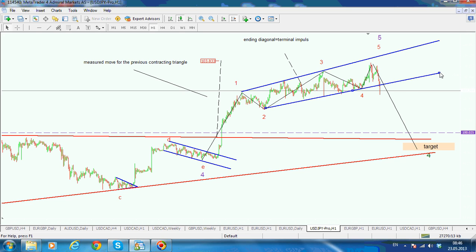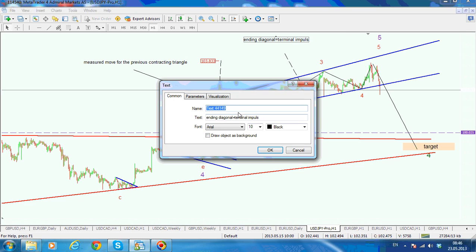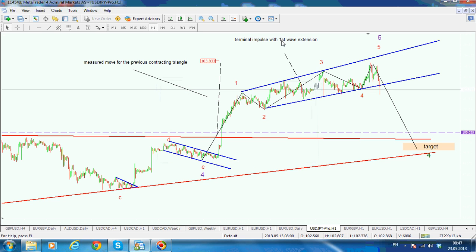Like this as being 1, 2, 3, 4, 5. Not necessarily a rising wedge, but a terminal impulse. So let's write here that this is a terminal impulse, a terminal impulse with first wave extension, and 1, 2, 3, 4, 5.